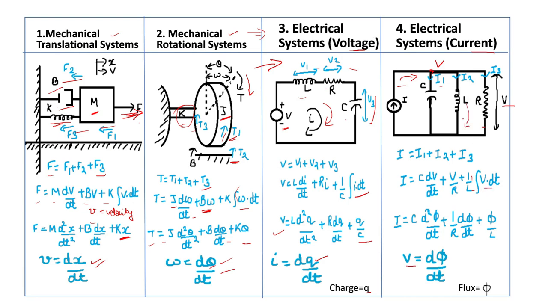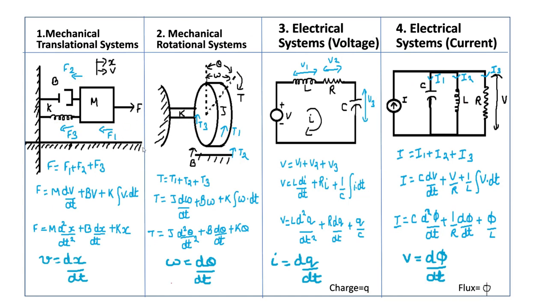And we all know voltage is equal to rate of change of flux. So flux is denoted by phi. Therefore, V is equal to d phi by dt. In terms of flux, current I is equal to C double differentiation of flux with respect to time plus 1 upon R d phi by dt plus phi upon L.